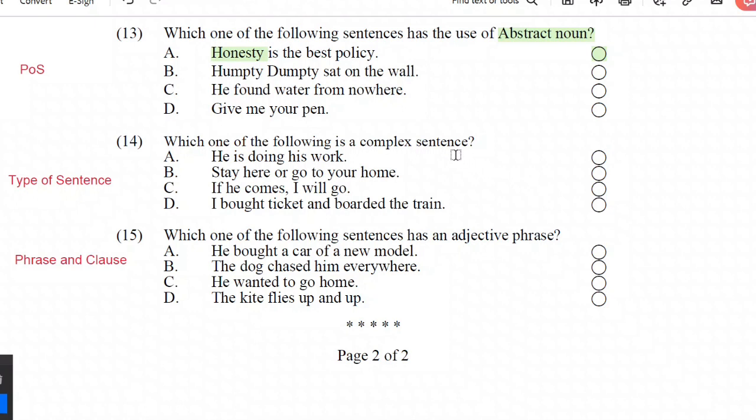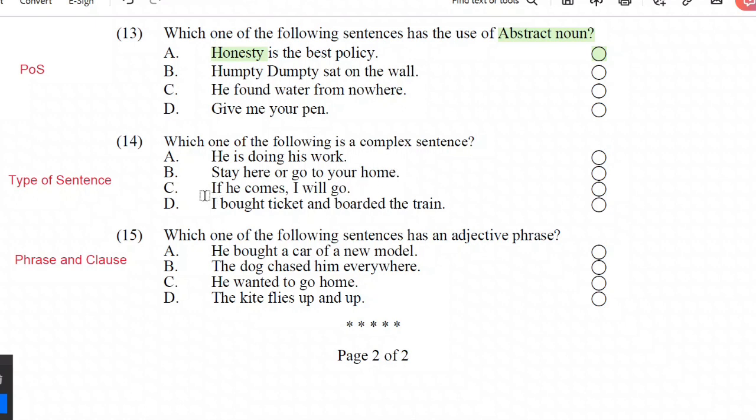Look at the first sentence. He is doing his work. This is an example of a simple sentence because it is just one clause. Look here: stay here or go to your home. This is an example of a compound sentence. How? The first one is an imperative sentence conveying the complete meaning, and the second one is also an imperative sentence conveying the complete meaning. Stay here, go to your home. Both are conveying the complete meaning. This is not an example of a compound sentence.